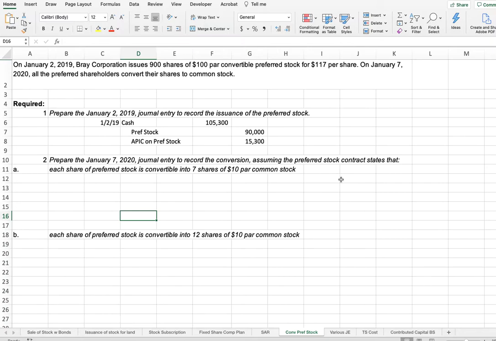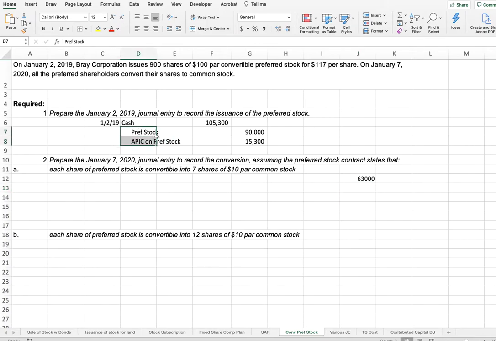But before we actually do that, let's do a little math on the side to see the value of the common stock. So we have 900 shares times 7 shares, because each one preferred is going to be converted into 7 common, times the par value of 10, and we have 63,000, which was originally issued at 105,300, so we know we're also going to have additional paid in capital on the common.